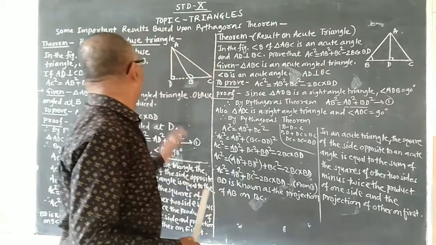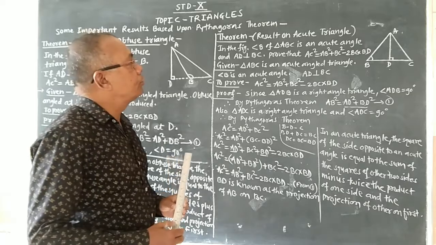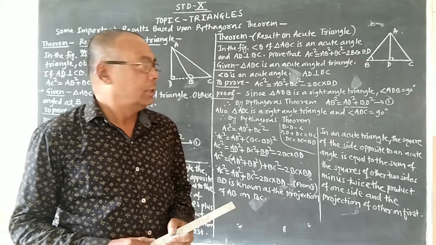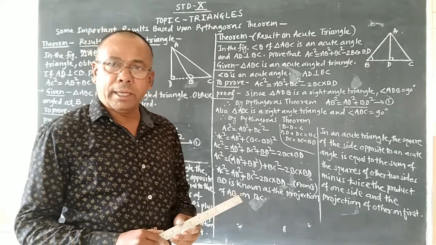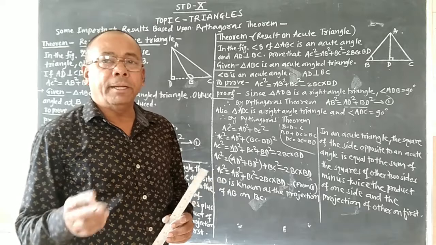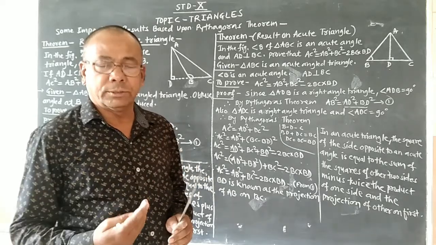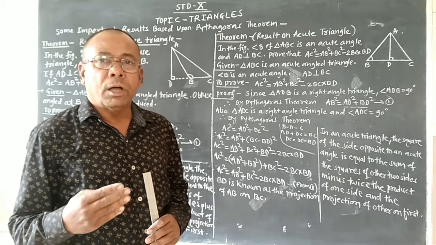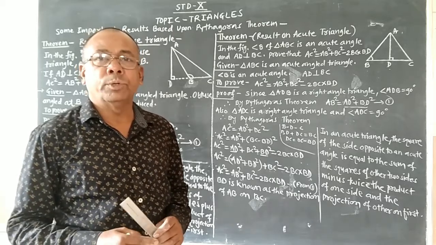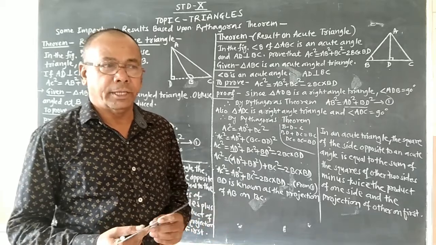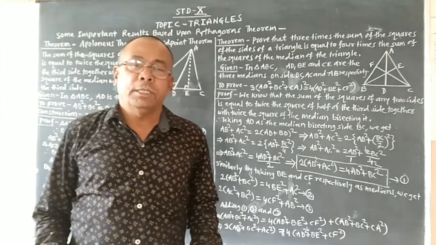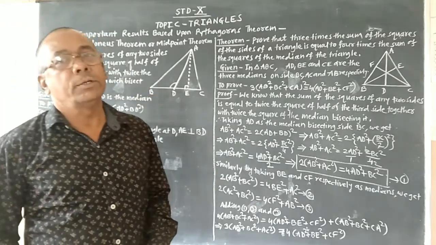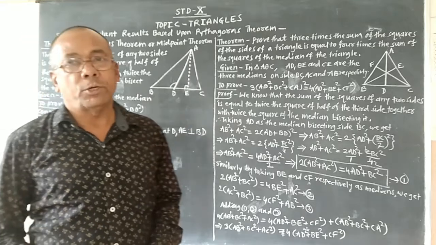In this way we have seen these two results, that is the result on obtuse angle as well as the result on acute angle. Now, dependent upon these two results, we have to see one more theorem, and that is known as Apollonius theorem. We have to see some theorems or important results which are based upon Pythagoras theorems.